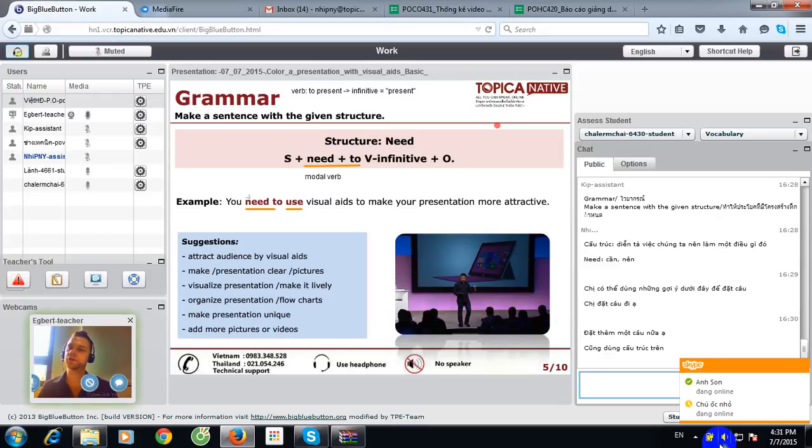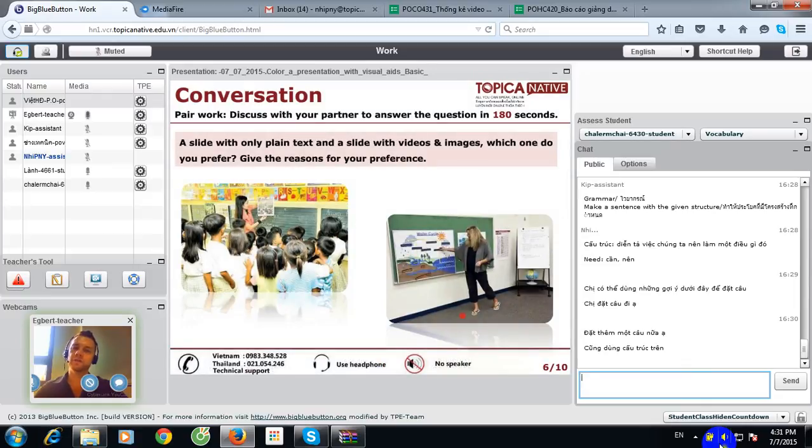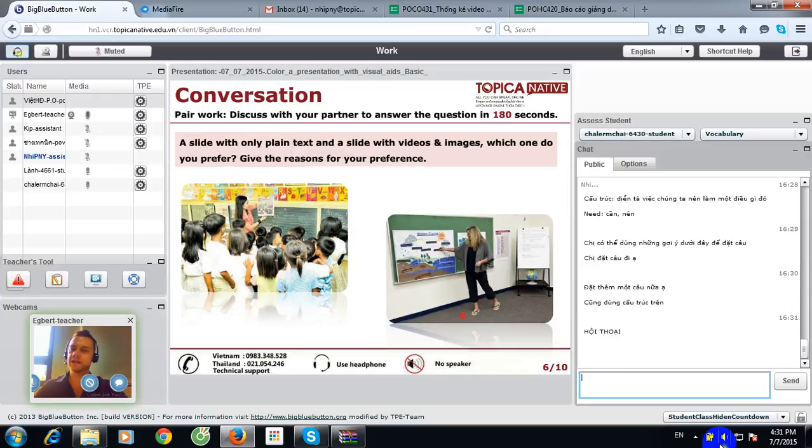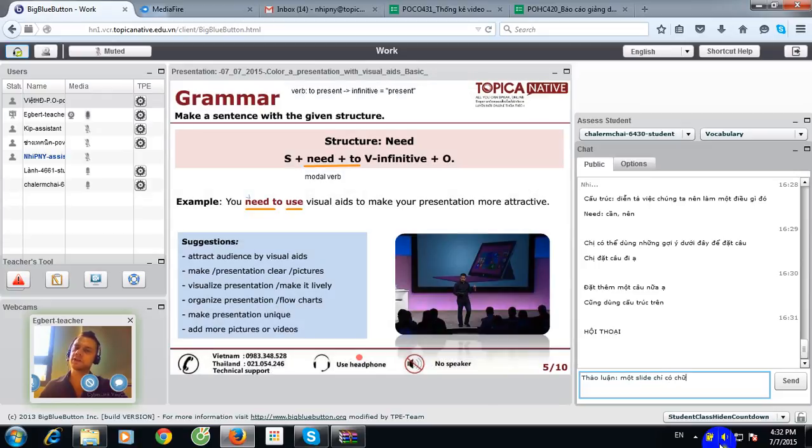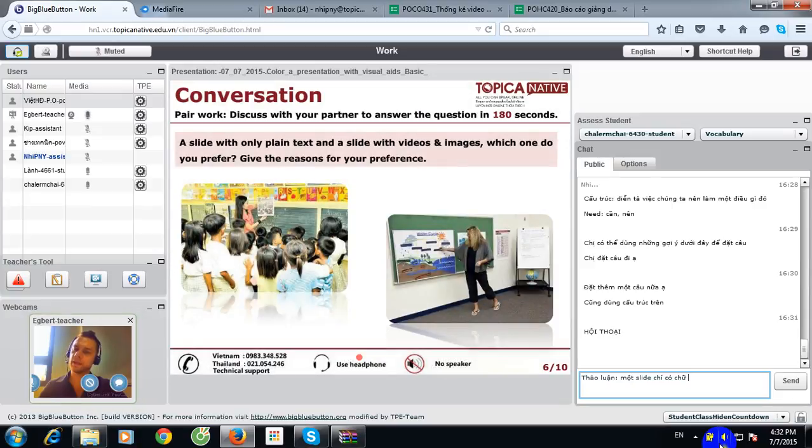Perfect. Very good. That went well, students. So let's continue our conversation for today. I would like you to discuss together the following question. A slide with only plain text or a slide with videos and images. Which one do you prefer? Please give the reasons for your preference. So Lang and Chalam Chai, I would like you to try to use the vocabulary as well as some of these suggestions in your discussion. Go ahead.